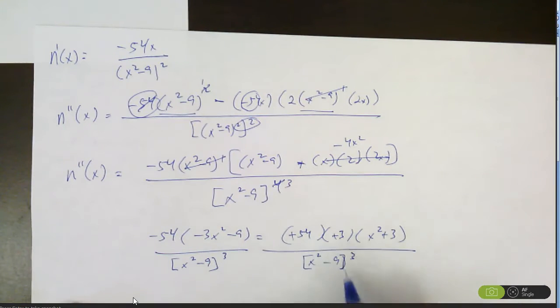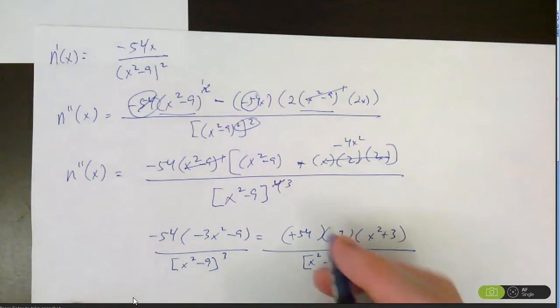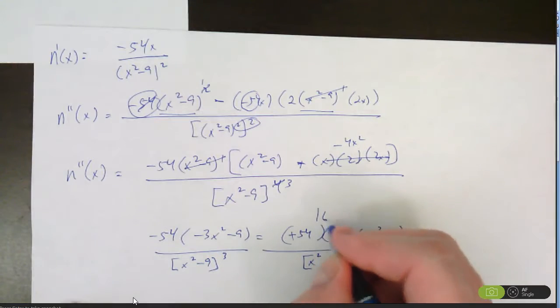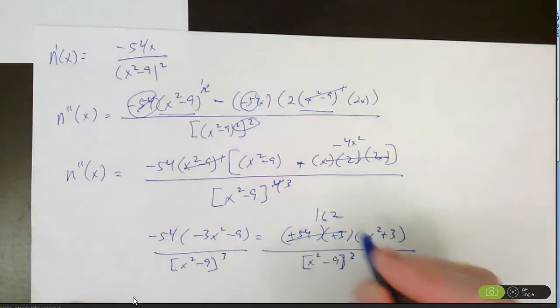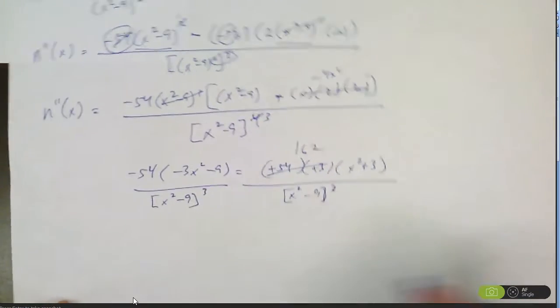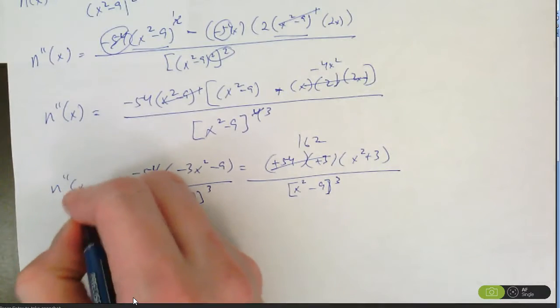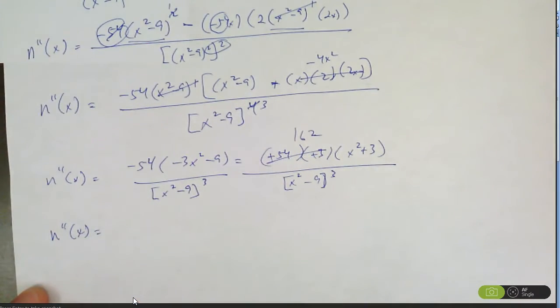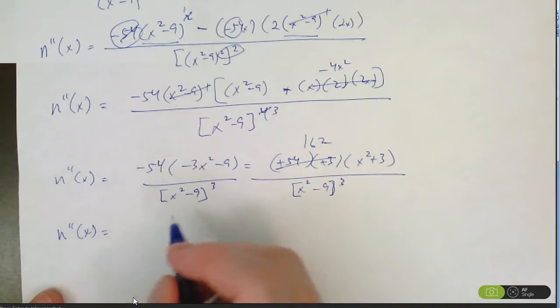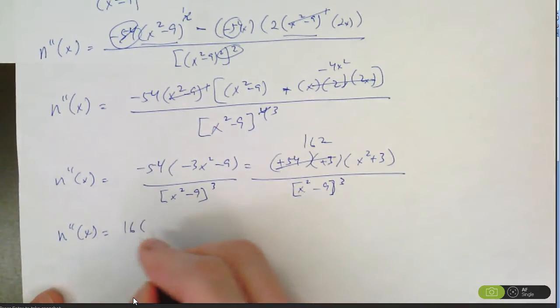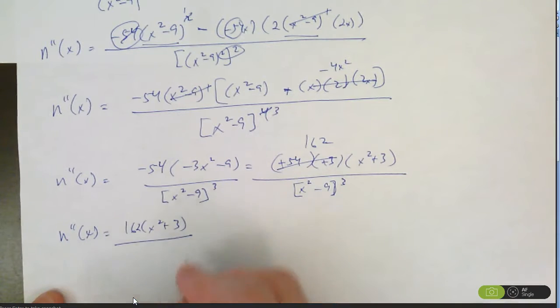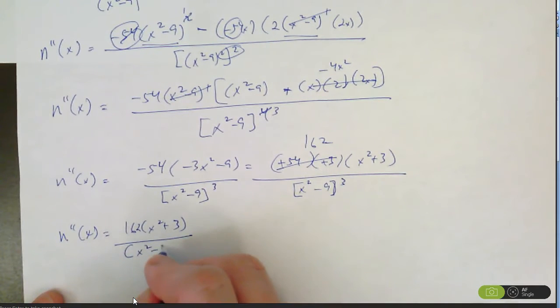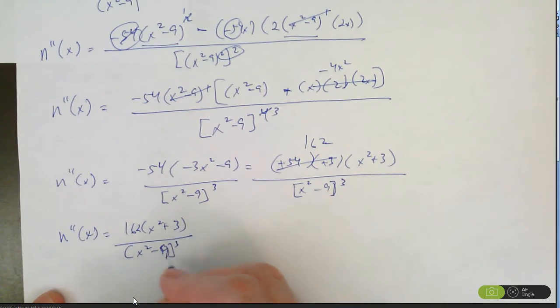And then the negative here and the negative here cancel. 54 times 3 is 150 plus 12, so 162. And hopefully you'll catch then, and I know this is again a lot of work. Okay. The 162 times x squared plus 3 over x squared minus 9 cubed.